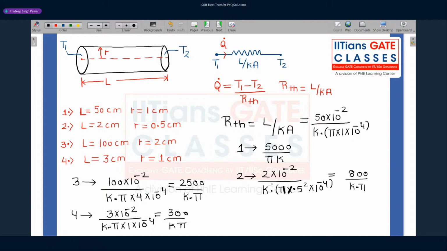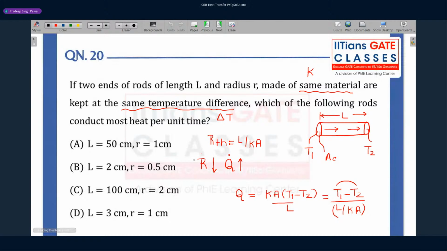So if you compare these values now, the last option has the lowest thermal resistance, so it has the maximum heat transfer. So the answer for this particular problem is D. Let's move to the next one.